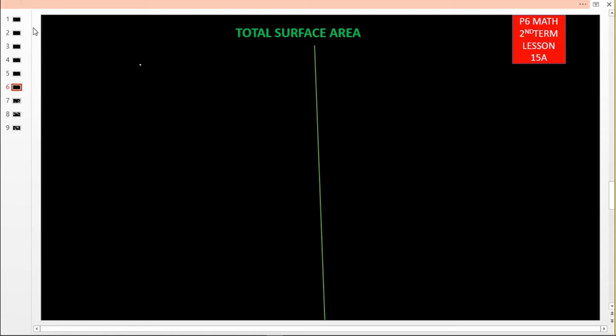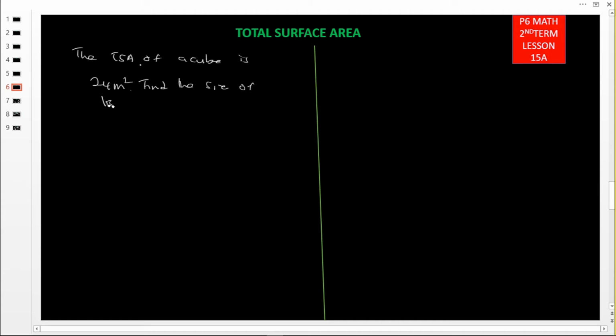Then in some cases they can give us the total surface area of a cube, then they tell us to find the size of the sides. For example, they can say the total surface area of a cube is 24 meters squared. Find the size of its sides. So here when they are given total surface area, then they are telling us to find the size of each side of a cube.